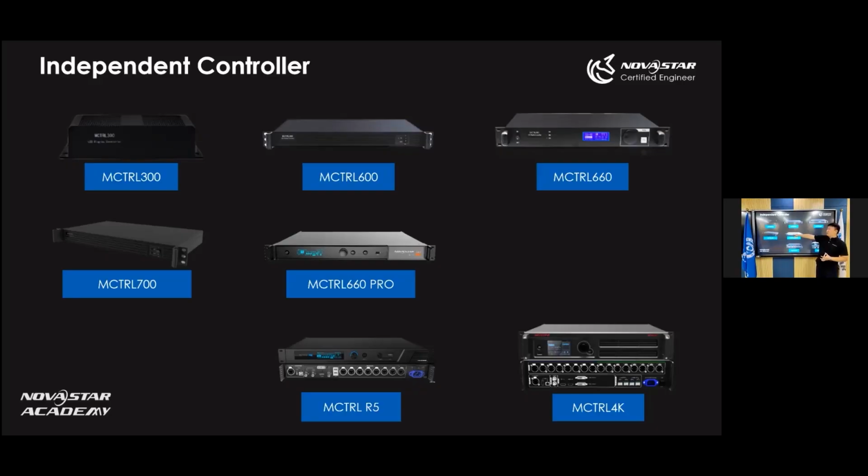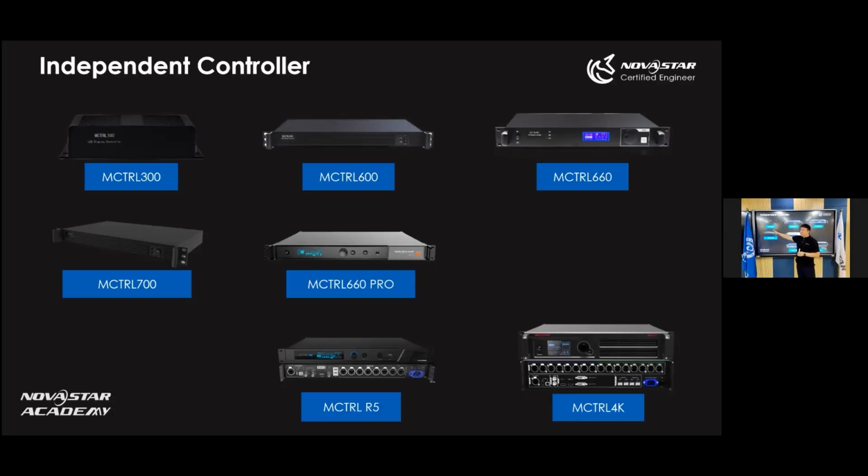So this product is not enough. The loading capacity is not enough. 2.3 million pixels is not enough to hold a screen over like 1080p or Full HD, right? So we released some models which have bigger capacities, like M-Control R5. It supports loading a 4K by 1K resolution screen. And if we have a 4K project, then we can use an M-Control 4K. So this is a family photo of the independent controller. Okay. Now let's think about it.